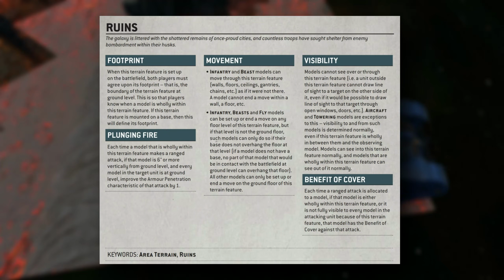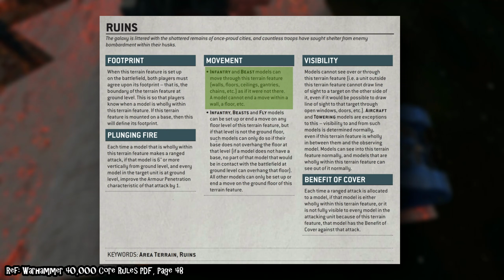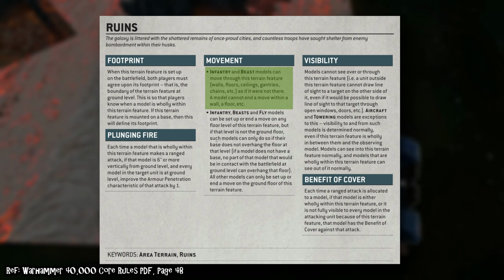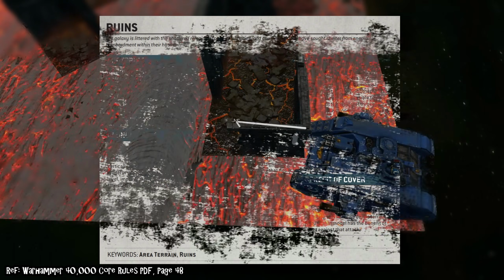Models are also allowed to move vertically in order to traverse terrain features. Now, while many of the terrain features used in 40k are ruined terrain types, so many unit types like beasts or infantry can move through them without penalty, larger models like this Land Raider are not able to move through the vertical elements of this ruined terrain.